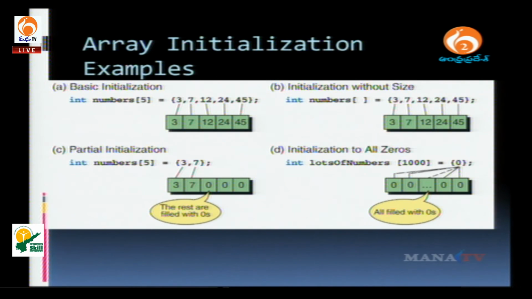Okay, int numbers of 5 equal to 3, 7, 12, 24, 45 within the braces, flower brackets, semicolon. It means 3 is stored into index 0 of this array numbers. Like this, you can see the diagrammatic representation here: 3, 7, 12, 24, 45.